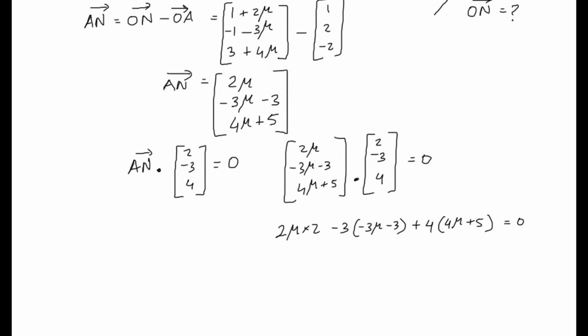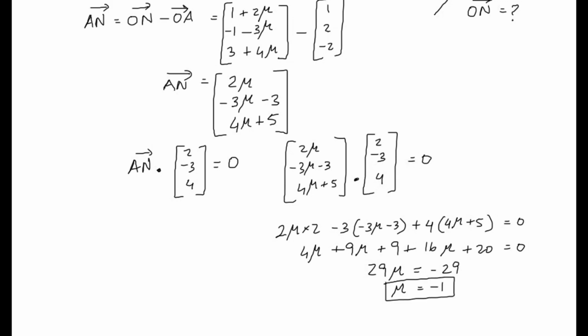Now we're going to simplify it further. So 4 mu plus 9 mu plus 9 plus 16 mu plus 20 is equal to 0. So gather all the mu's. 9 and 16 is 25, plus 4 is 29 mu. And the remaining terms you're going to carry to the other side, it's minus 29. So that gives us mu as negative 1.